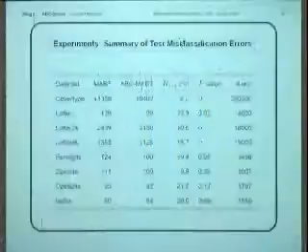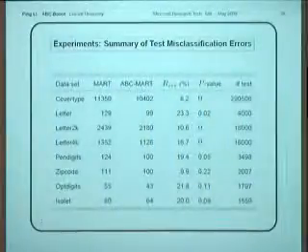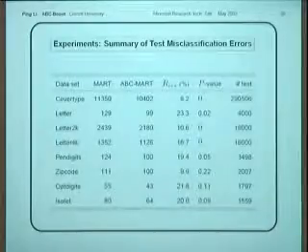I can also afford to compute the p-values. So we can see the p-value is very small, and when it's zero, it means a very small number, so I just report zero. So this is the summary of test misclassification errors.